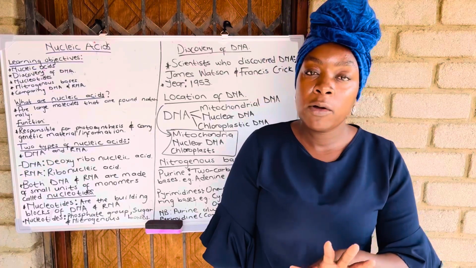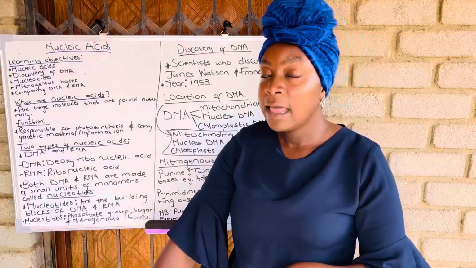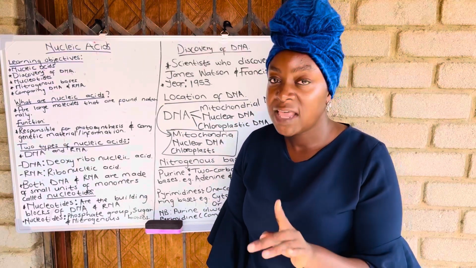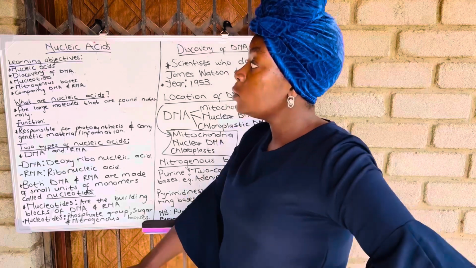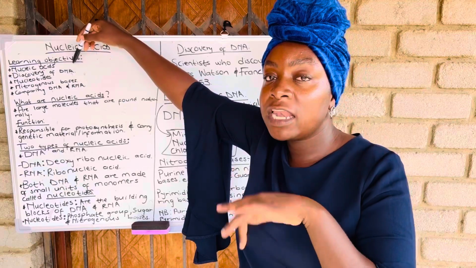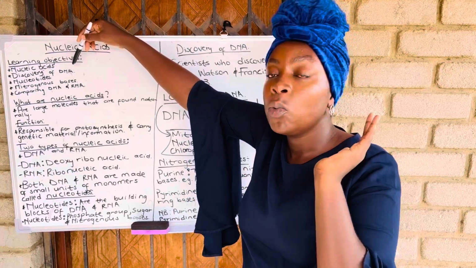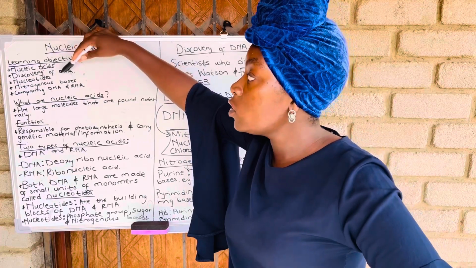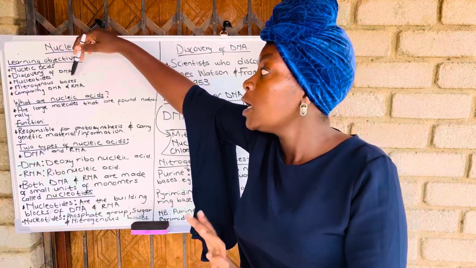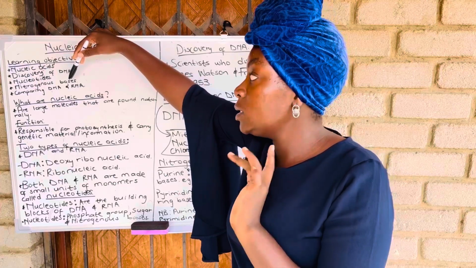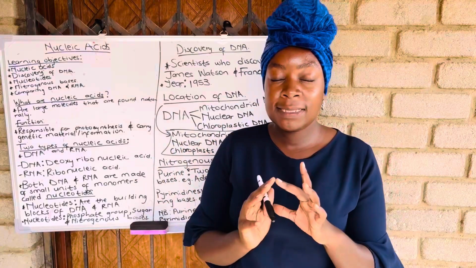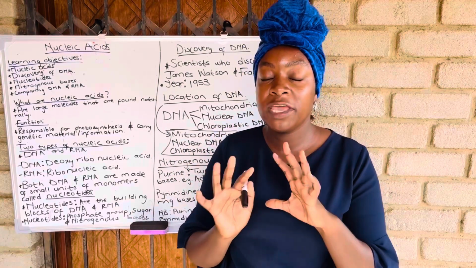So today we are going to learn about the nucleic acids. But I want you to take note of the learning outcomes, or rather the learning objectives. At the end of the lesson, you should be able to know what nucleic acids are. You should also know about the discovery of DNA, who discovered it, and also which year. You should also know about the nucleotides, nitrogenous bases, and you should be able to tabulate the differences between DNA and also RNA.